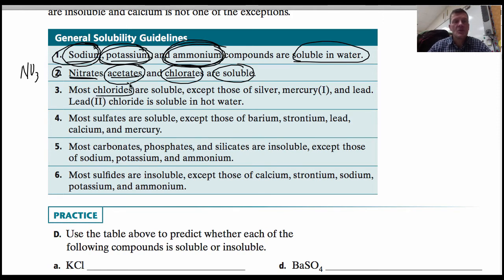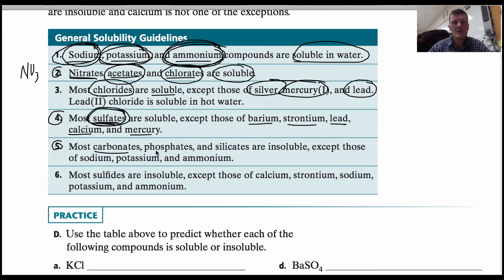Anything that ends in chloride, sodium chloride, magnesium chloride, anything that is chloride, is soluble except for silver chloride, mercury chloride, and lead chloride. Okay? And then number 4 here says sulfates are soluble, but there are some exceptions. Barium sulfate, strontium sulfate, lead, calcium, and mercury sulfate are not soluble. All the other metals that would combine with sulfate would be soluble.